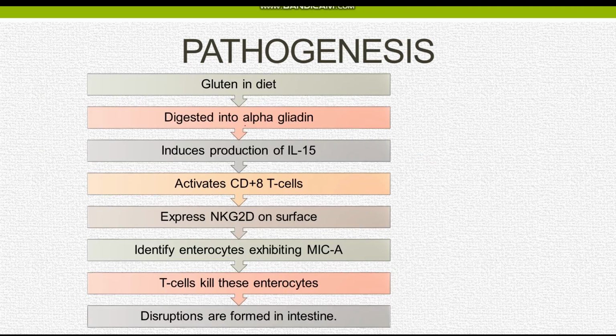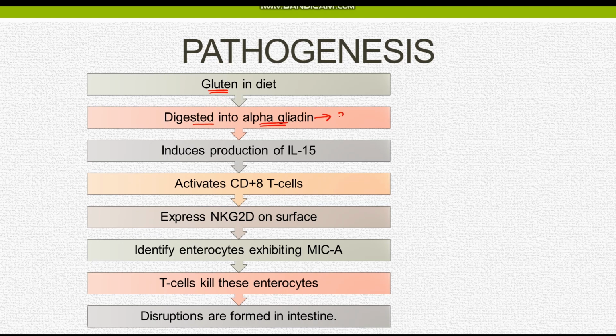So coming on towards the pathogenesis. The pathogenesis of celiac disease is rather complex. The genetic and environmental factors and the immunity together play a role in the pathogenesis of celiac disease. The disease begins with the ingestion of gluten within the diet. This gluten in the digestive tract is digested into a component of gluten known as alpha gliadin.